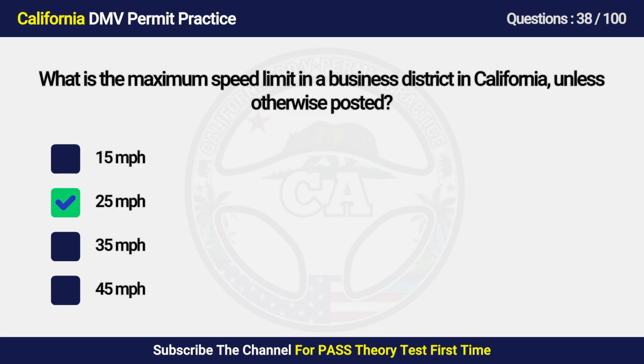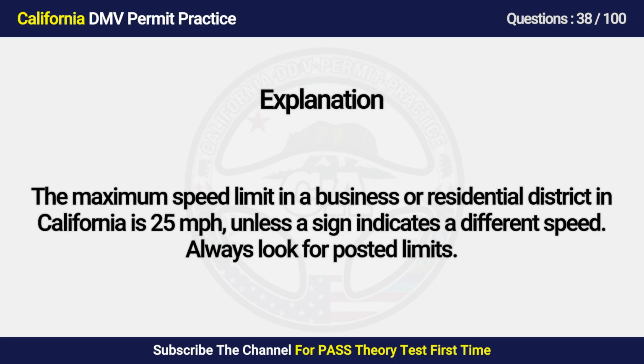Answer is B. 25. The maximum speed limit in a business or residential district in California is 25, unless a sign indicates a different speed. Always look for posted limits.